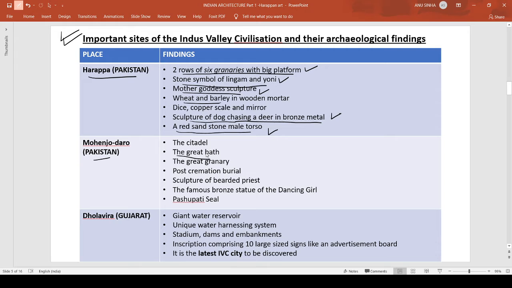Then moving to Mohenjo-daro, which is also present in present day Pakistan. यहाँ पे हमको जो मिला है, these are very important. The citadel, the great bath, the great granary, post-cremation burial, sculpture and braided breast, the famous bronze statue of a dancing girl, and Pashupati seal.